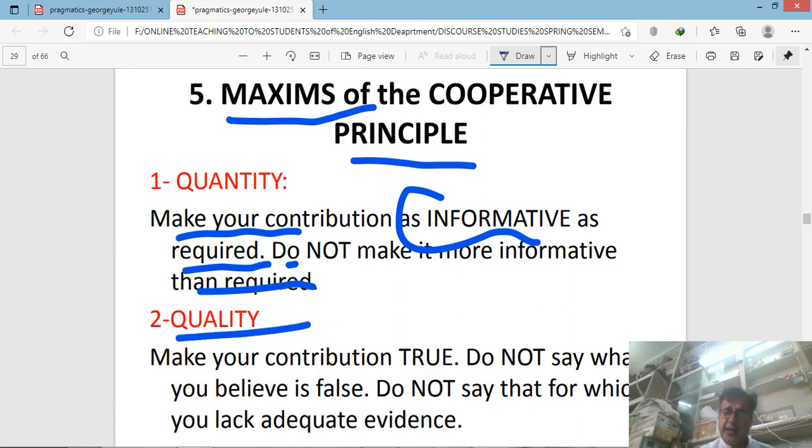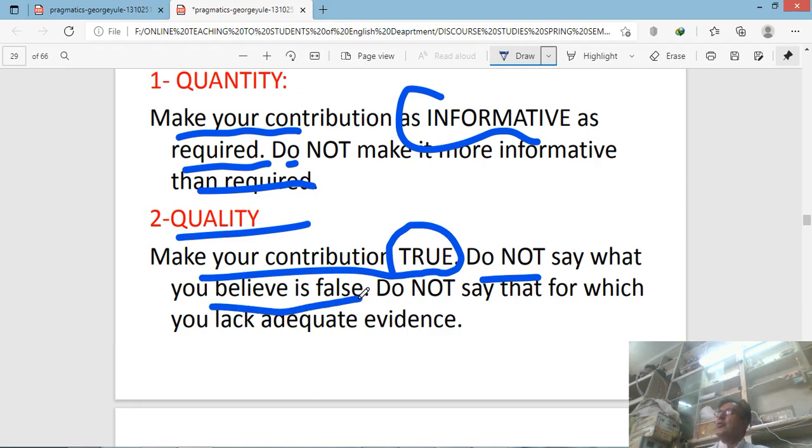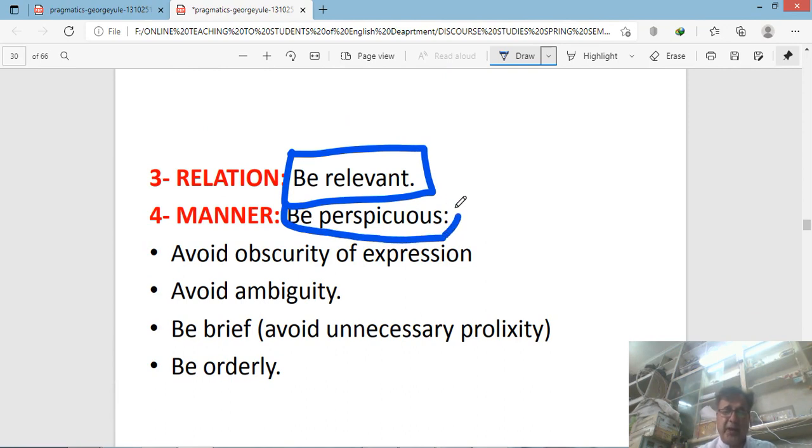And the second maxim of conversation is quality. Make your contribution true. Whatever you are saying has to have some truth. Do not say what you believe is false. Do not say that for which you lack adequate evidence. Relation means you have to be relevant. Relevancy is very, very important. Okay, and then manner, number 4, means you have to be very clear.